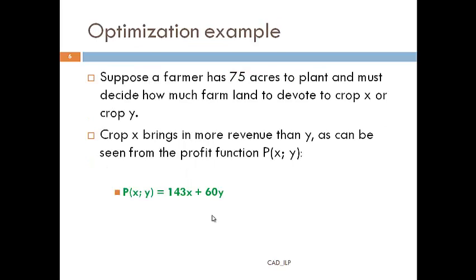So let us consider an optimization problem. Here I have shown a farmer has 75 acres to plant and must decide how much farmland to devote to crop X or crop Y. Crop X brings in more revenue than Y, as can be seen from the profit function. Here the profit function is the maximization function. You can see 143x plus 60y, that means 143 is the revenue of crop X and 60 is the revenue of crop Y. Now the farmer has to identify the optimum value for X and Y so that he will get the maximum revenue.